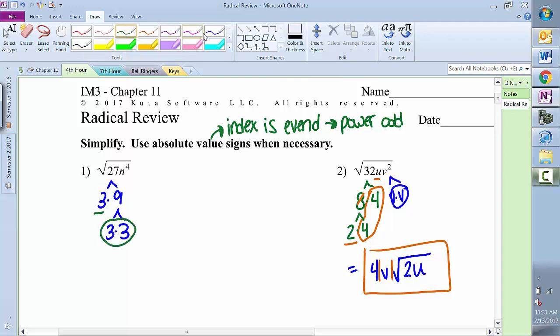Hopefully your number 1 is done. Yes. A pencil? Oh yeah, absolutely. If you need a calculator, they're right here. Some of you are doing this in your head. That's awesome.